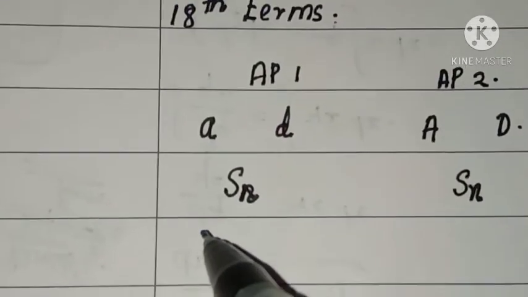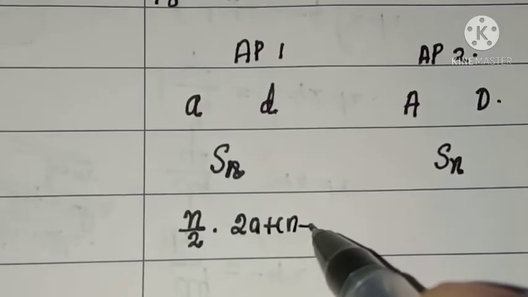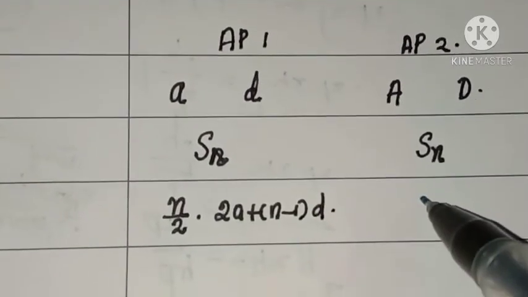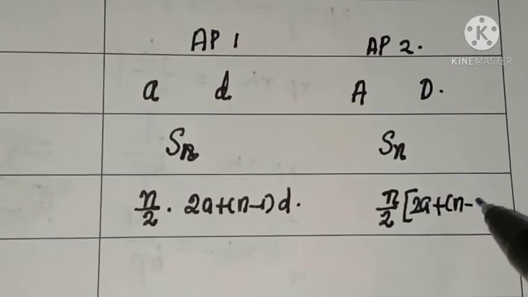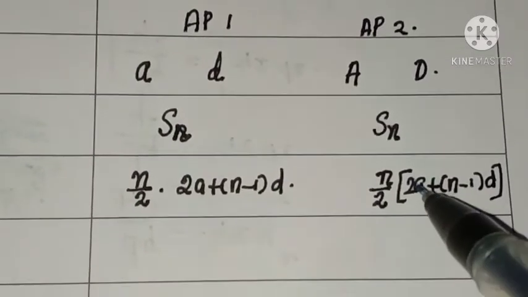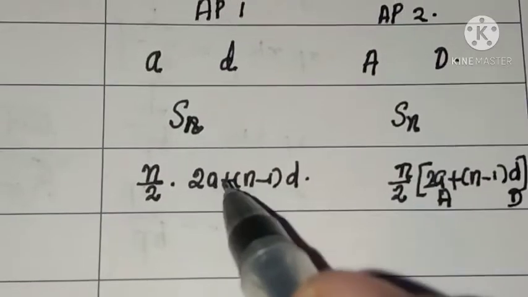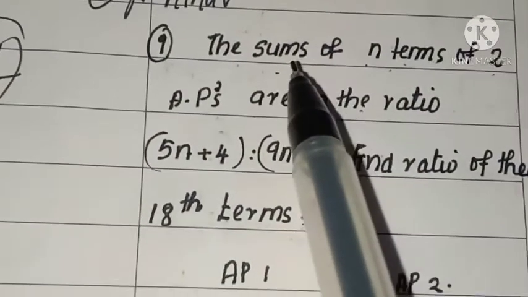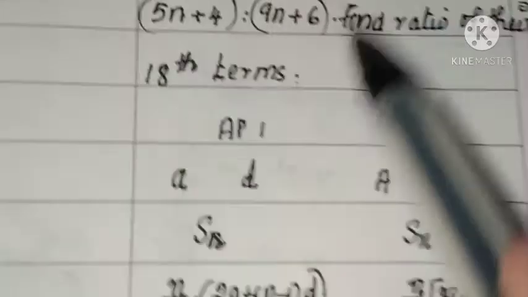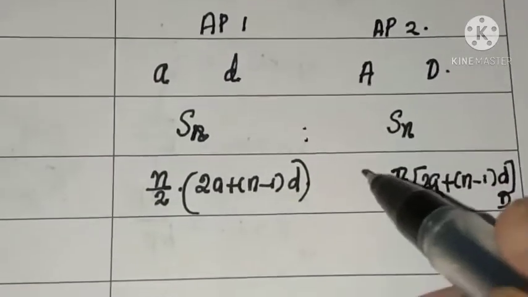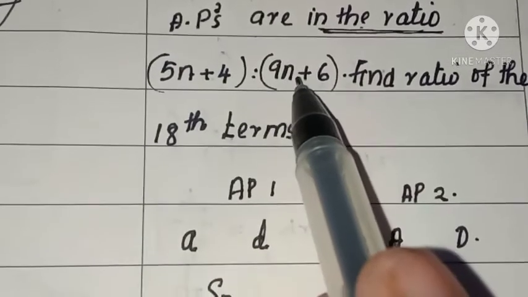What is Sn? Sn is equal to n by 2 into 2a plus n minus 1 into d. Here also the formula is n by 2 into 2a plus n minus 1 into d, but there is a little difference. This a is capital A, d is capital D. Now in the question it is given that the sums of n terms of two APs are in the ratio 5n plus 4 is to 9n plus 6.